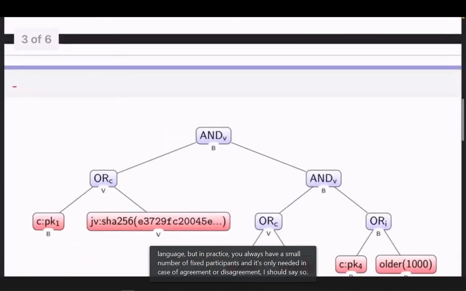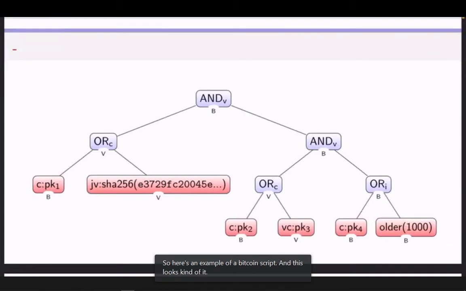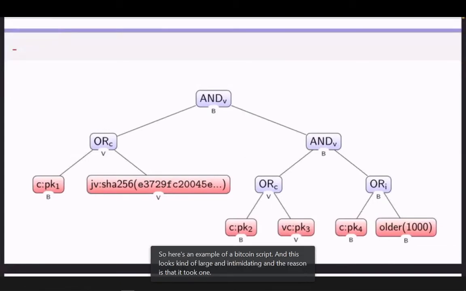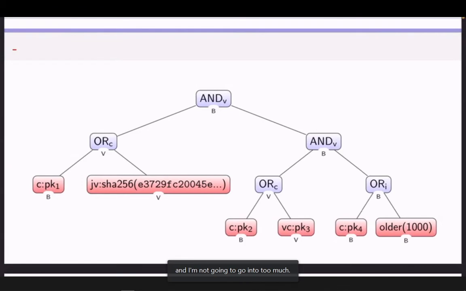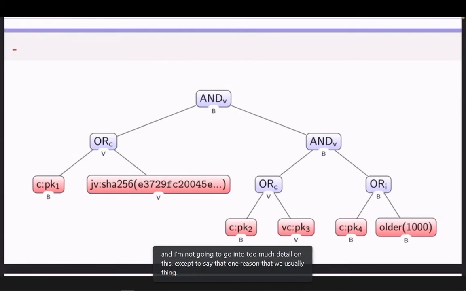So here's an example of a Bitcoin script. And this looks kind of large and intimidating. And the reason is that I took one script and I just threw every single feature that I could fit into a single script so that I could fit it all onto one slide. And I'm not going to go into too much detail on this, except to say that one reason that we usually think of Bitcoins as just being associated with individual keys is that there isn't a lot of tooling available to work with more complicated policies.